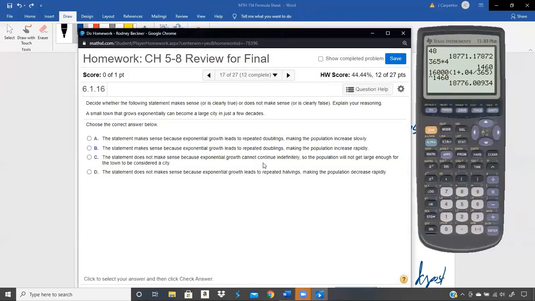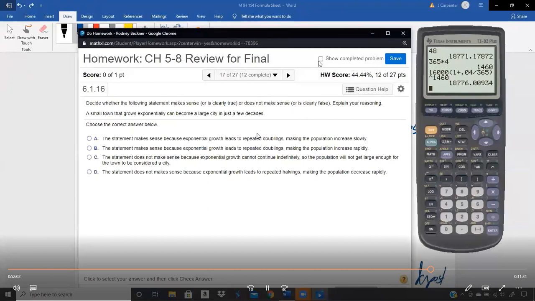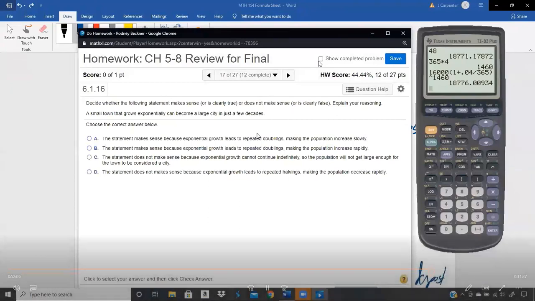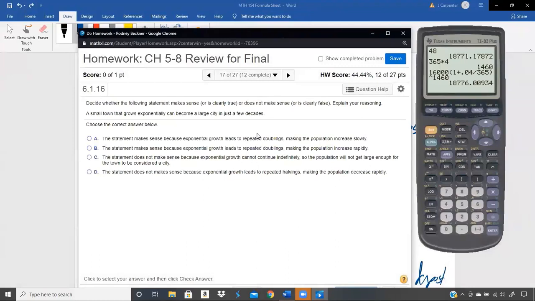All right, we got time for about two or three more. Decide whether the following statement makes sense or doesn't make sense and explain the reasoning. A small town that grows exponentially can become a large city in just a few decades. A: The statement makes sense because exponential growth leads to repeated doublings, making the population increase slowly. Well, exponential growth does lead to repeated doublings, but that can make the population increase quickly. So it's not A. Can't be A. Doesn't make sense. Can't be that. B: the statement makes sense because exponential growth leads to repeated doublings, making the population increase rapidly.